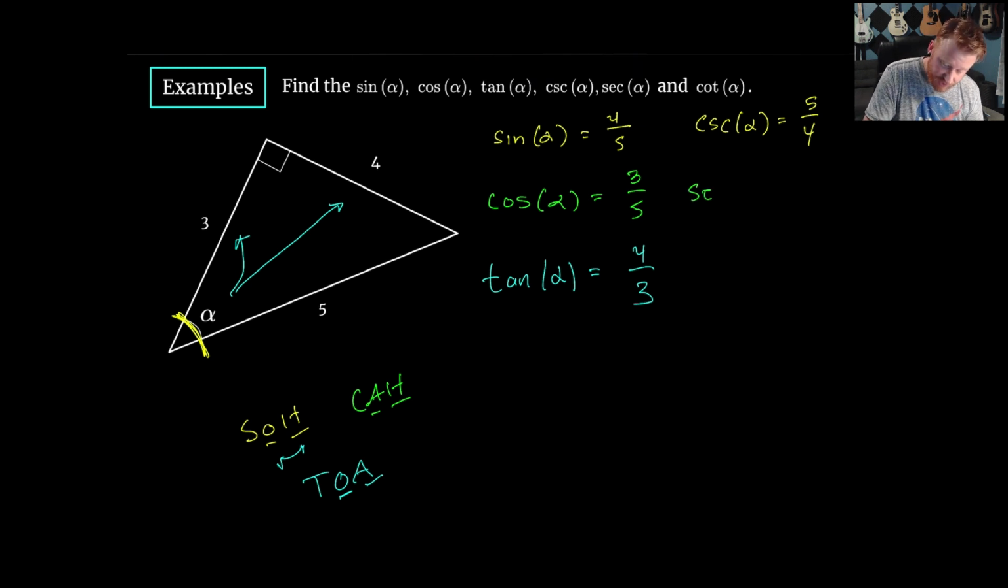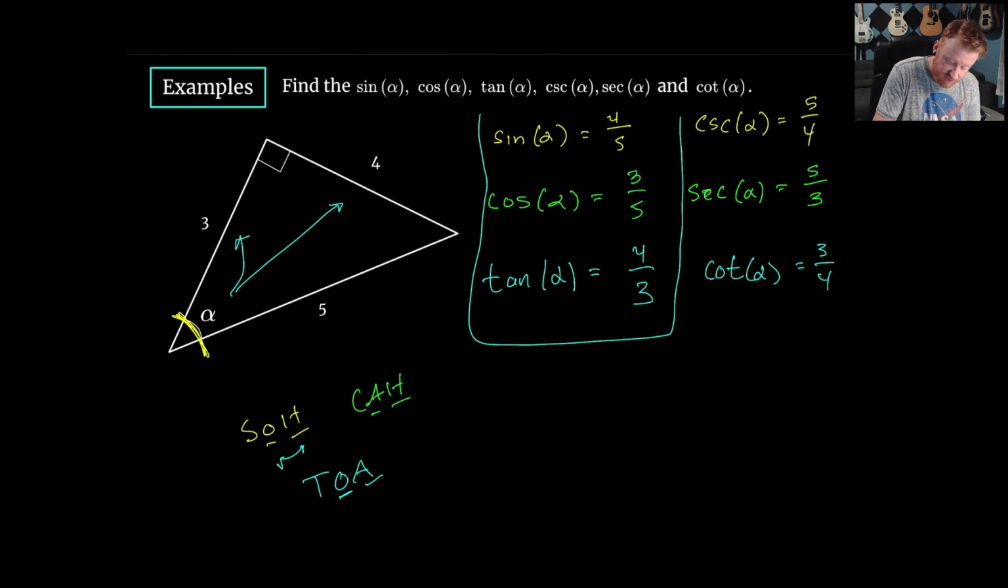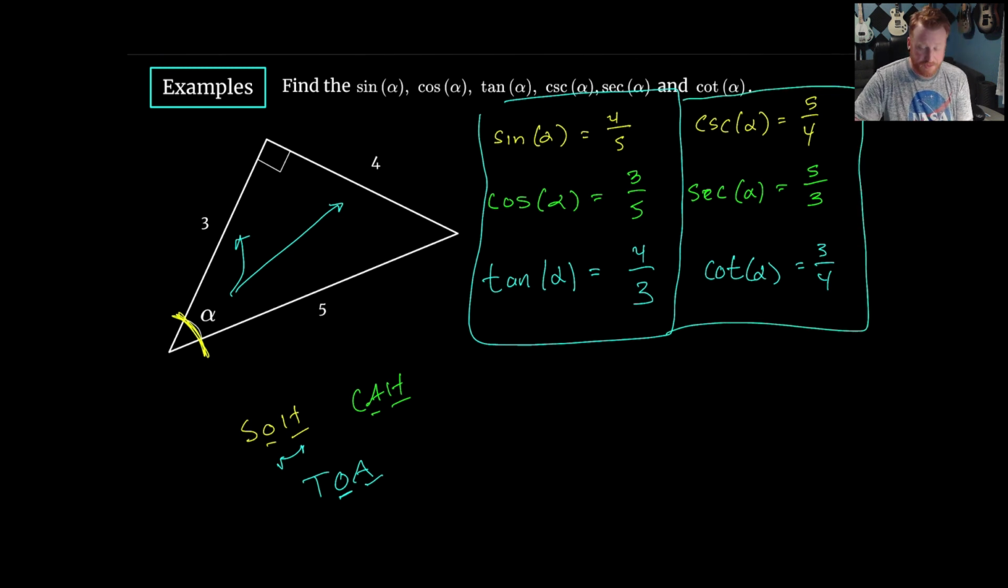I know that the secant function is the reciprocal of the cosine, so I'm just going to take the reciprocal there and write 5 over 3. And then the cotangent is the reciprocal of the tangent function, so that will give us 3 over 4. So there we go. We've got all 6 of the trigonometric functions evaluated for this angle alpha. We really just need to focus on the main 3, because as soon as you get the main 3, we get the other 3 reciprocal ones for free.